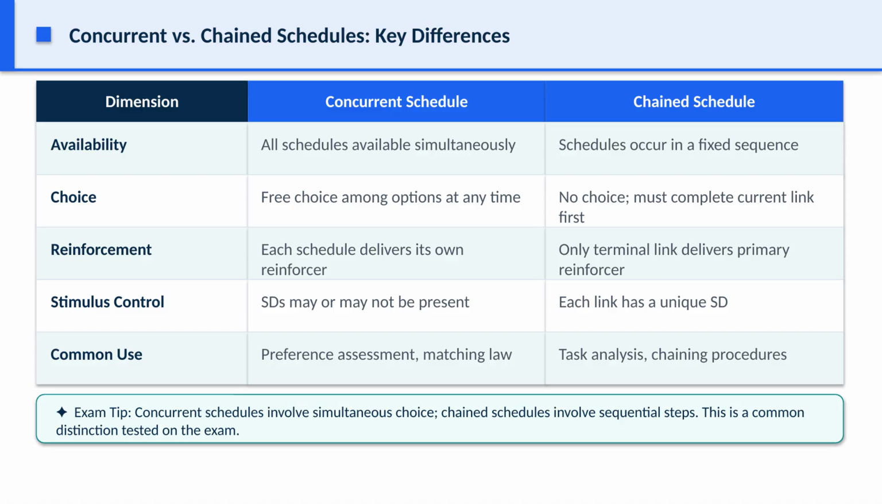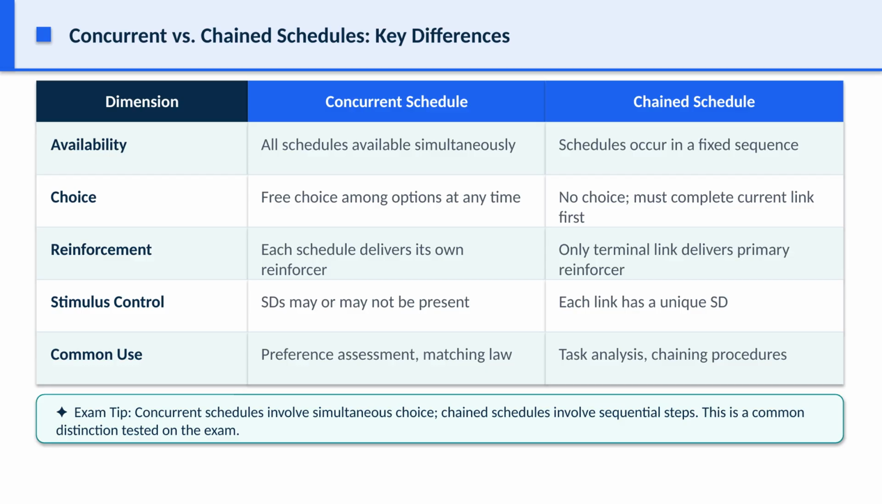On this slide, we're clarifying the key differences between concurrent and chain schedules, a distinction you'll need for the BCBA exam, especially when designing assessments or chaining interventions. In a concurrent schedule, all schedules are available simultaneously, giving the learner free choice among options at any time, and each schedule delivers its own reinforcer independently. This setup is ideal for preference assessments or studying the matching law.